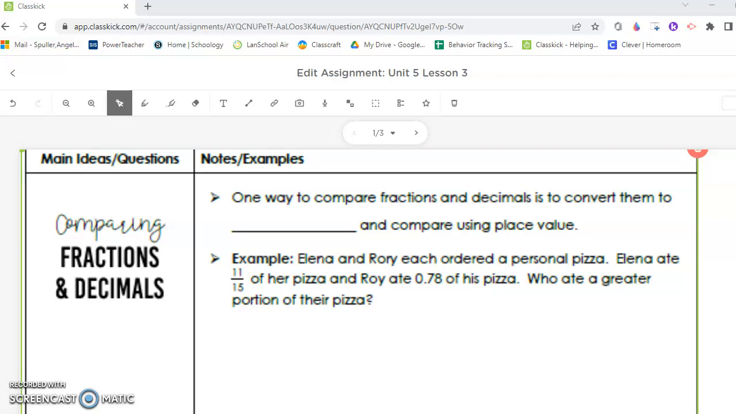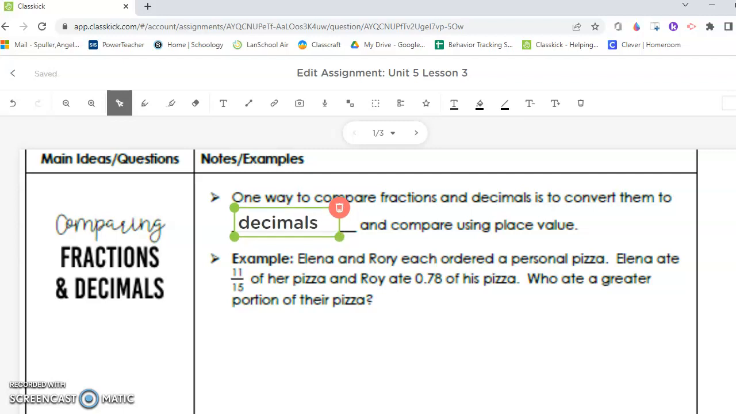All right, comparing fractions and decimals. Well, it's really hard to compare two different kinds of units. So the first thing we have to do when comparing fractions and decimals is to convert them both into one or the other. I always like to make a fraction into a decimal as it's less steps. So let's convert them to decimals and compare using place value.